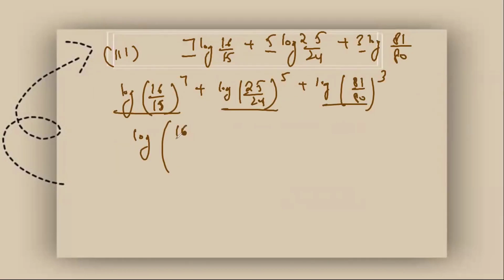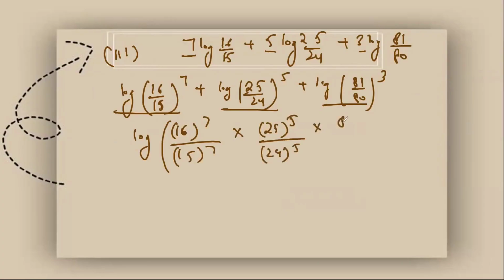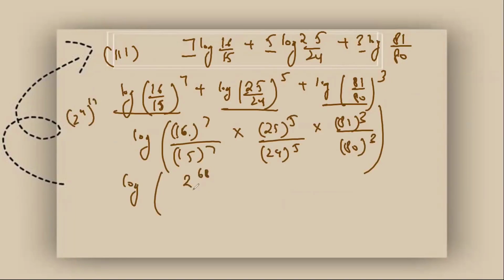So 16 raised to the power 7 and 15 raised to the power 7. Multiply 25 raised to the power 5 and 24 raised to the power 5, and multiply 81 raised to the power 3 and 80 raised to the power 3, right? Now we'll sort it out. 16 we can write as 2 raised to the power 4, and 7 is outside, so 2 to the power 28. 15 we can write as 3 times 5. So we can break it 3 raised to the power 7 and 5 raised to the power 7. 25 you can break as 5 raised to the power 2 and already there is a 5 power. So it's 5 to the 10.